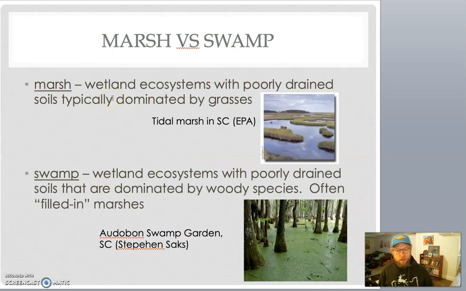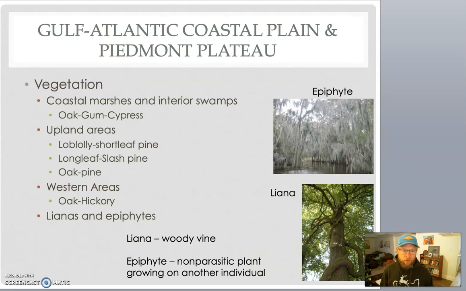And then in that intro slide, two slides ago, I mentioned marshes and swamps. Just so you're clear on the difference, a marsh is a wetland ecosystem that has poorly drained soils, but it's dominated by grasses or herbaceous plants. This picture shows we don't really see any trees in this area. Whereas a swamp has the same conditions as far as poorly drained soils, but it's dominated by woody species. A swamp is kind of like a filled-in marsh, if you will. So that's the difference between swamp and marsh, just thinking about the vegetation.